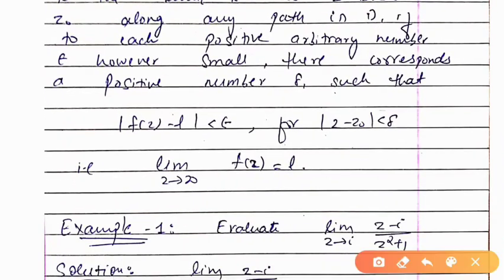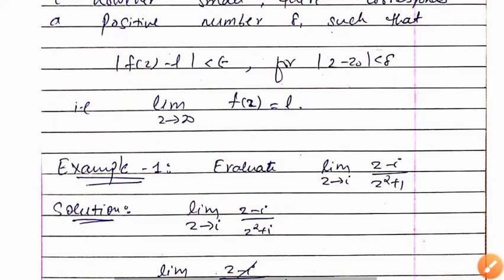to each positive arbitrary number epsilon, however small, there corresponds a positive number delta such that mod of f of z minus L less than epsilon for mod of z minus z0 less than delta. See, epsilon and delta are arbitrary numbers where delta is positive. So we can write, if such conditions are applied, then we can say that limit z tends to z0 f of z equal to L.